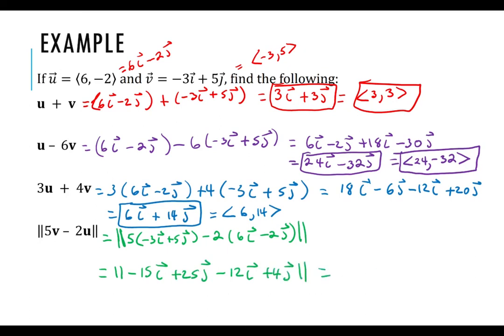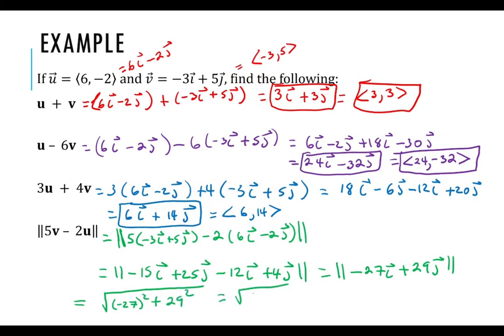Combine like terms. We then get the magnitude of negative 27i hat plus 29j hat. Then we're taking the magnitude of this vector, and that's just going to be the square root of the components squared and summed. So that's negative 27 squared plus 29 squared. I get that that's the square root of 729 plus 841, which is then the square root of 1570, and that's our magnitude.